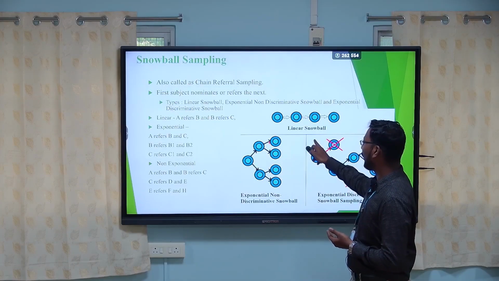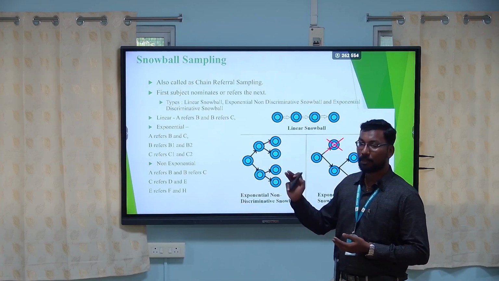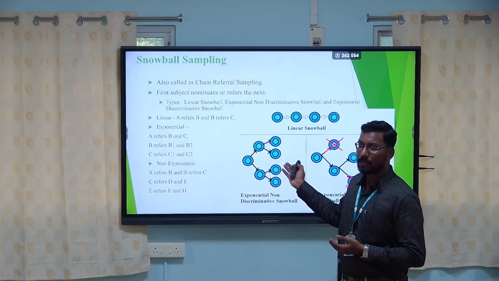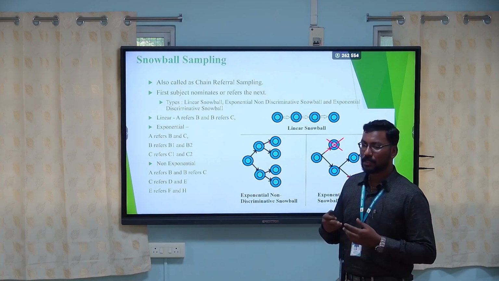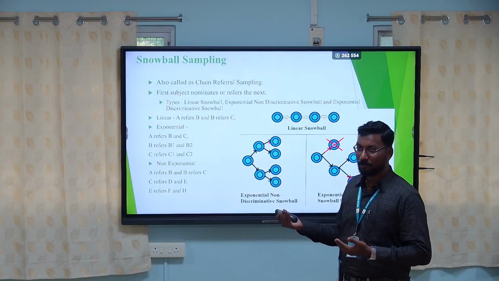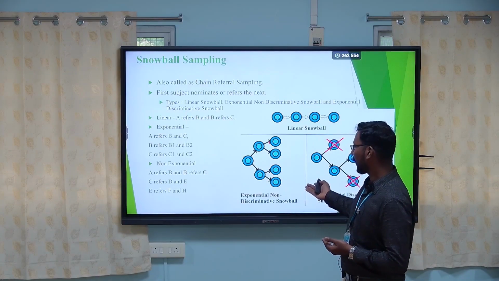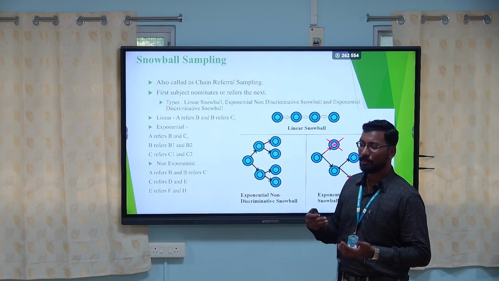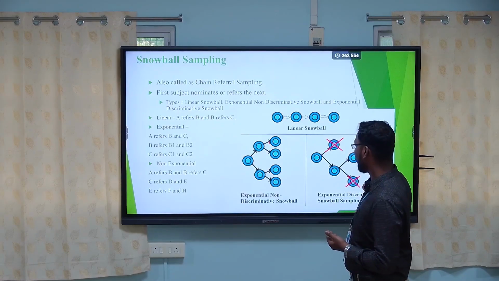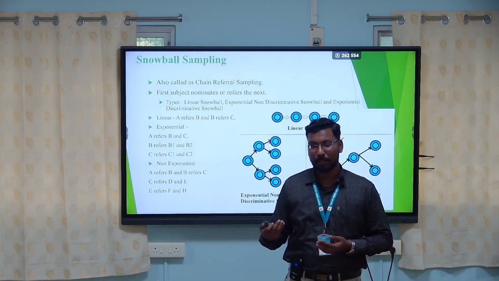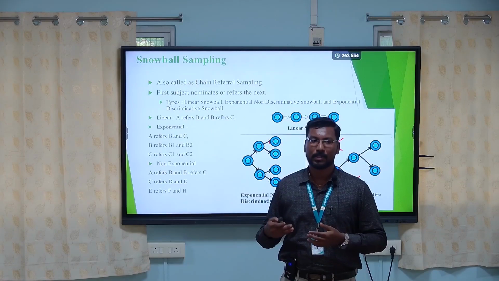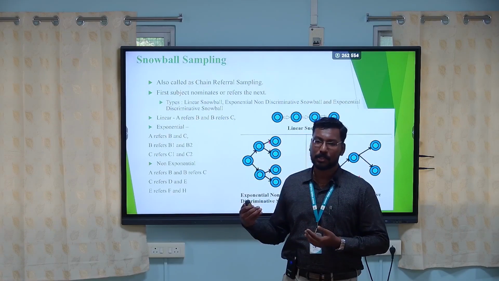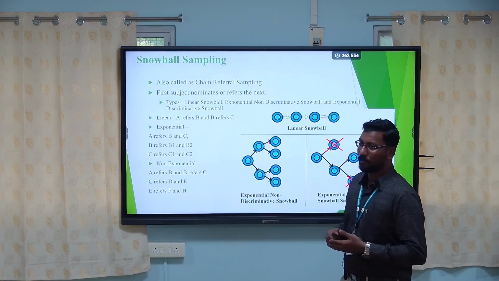When the chain referral goes A to B, B to C, and C to D, then it is called linear chain referral snowball sampling. Exponential non-discriminate means the chain will not break; it will be equal. Then it is exponential non-discriminate snowball sampling. There is no discrimination. And exponential discriminate snowball sampling means the chain may break, like A to B, B1 may refer, B2 may not refer. So the chain is breaking. This is exponential discriminate snowball sampling.